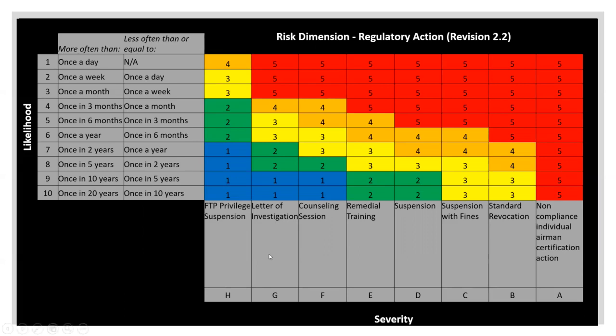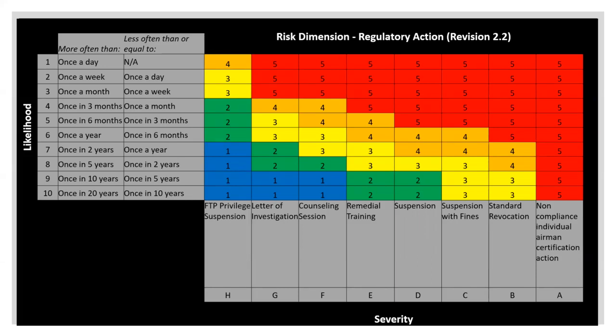If it becomes something worse, then we could get a letter of investigation or have a counseling session, remedial training, suspension, standard revocation. I didn't even know what this was until I was talking to the FSDO the other day, but it's basically where they can suspend your license for a period of time. And that time is usually dependent upon what the lawyers decide. And then they will basically make you start over from scratch. So you'll have to do all of your flight training, your licenses, all the way back from the beginning.